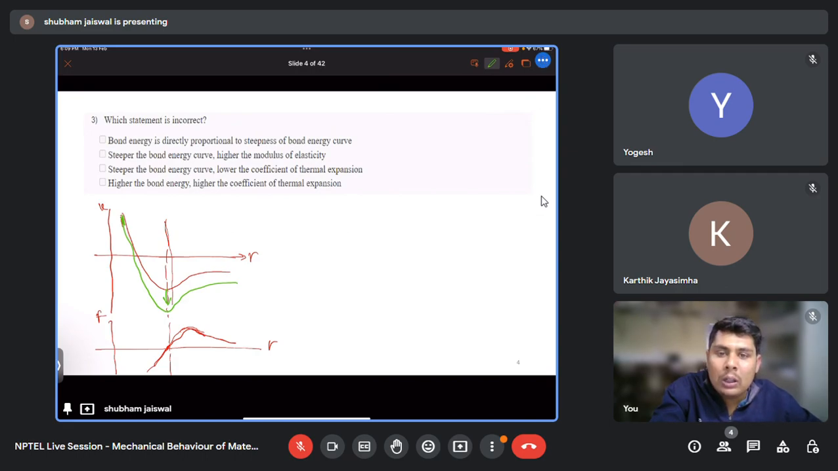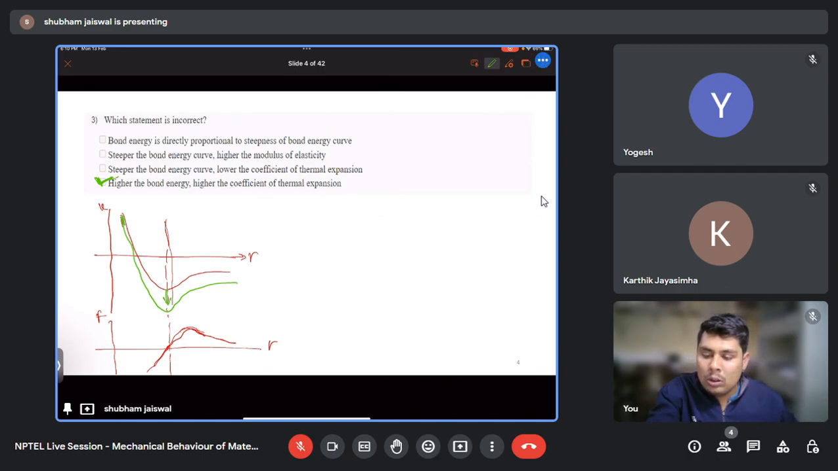We have seen that if the curve is steeper, the bonds are strongly bonded and it will not elongate much. So the coefficient of thermal expansion will be the lowest. And the fourth one contradicts the third, that is, higher the bond energy, higher the coefficient of thermal expansion. So in this case, the fourth option is incorrect.